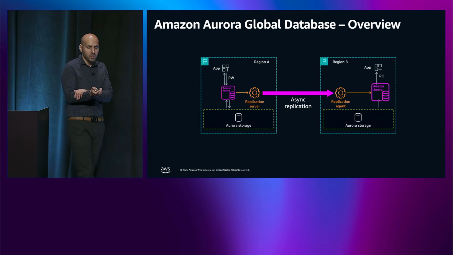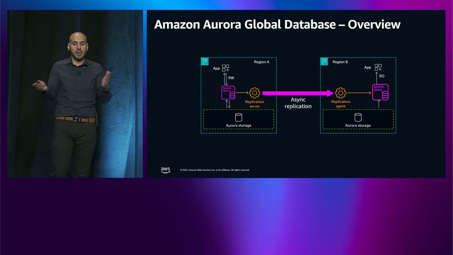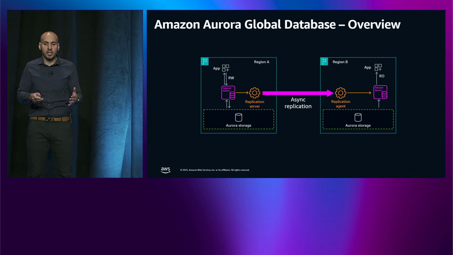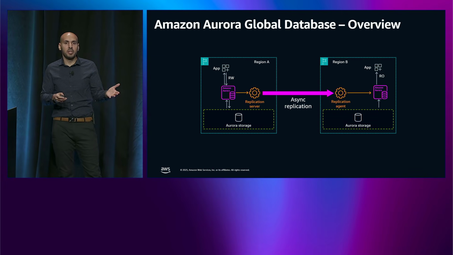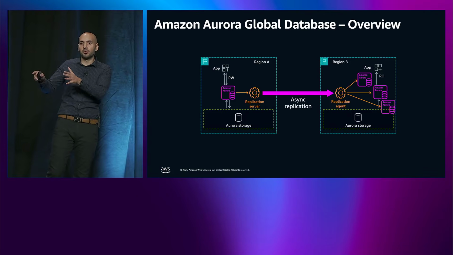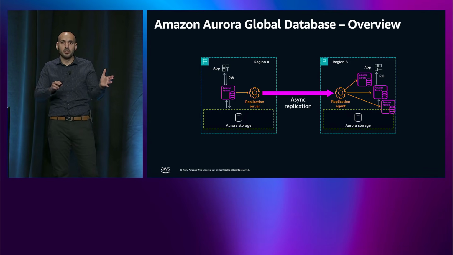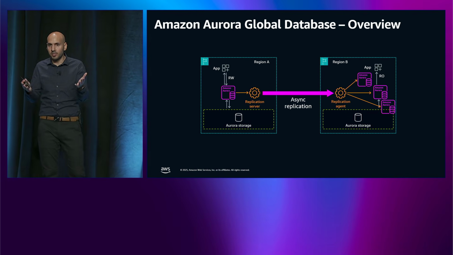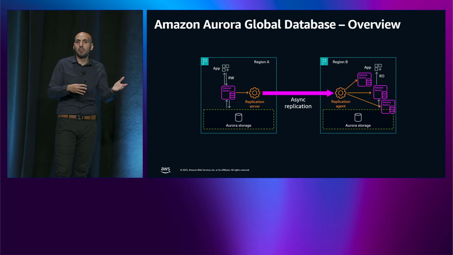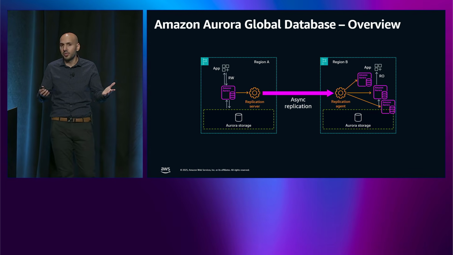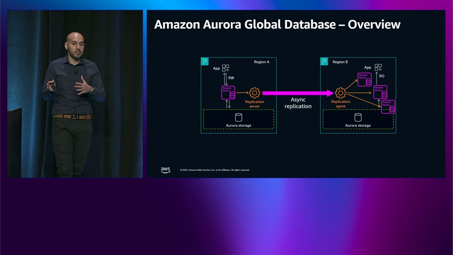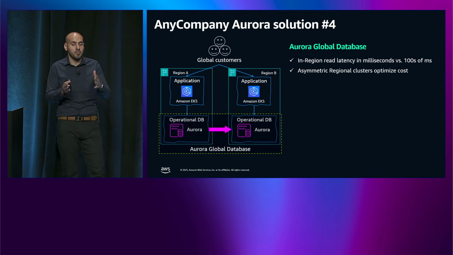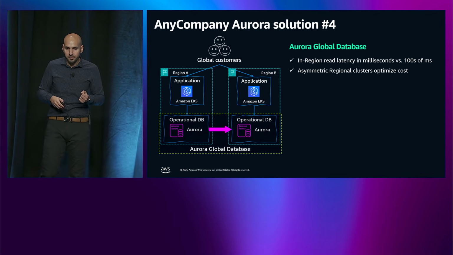And by the way, each one of those secondary regions can scale independently of the primary region. You remember we talked about replicas earlier. You can create replicas in each one of those regions, and Aurora will take care of the replication with the Aurora storage independently. So regardless of how many replicas you use or how many regions you use, you can create asymmetric clusters. So each cluster can be different from the other one.